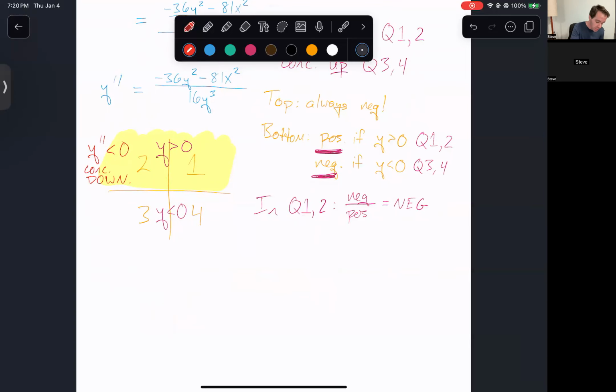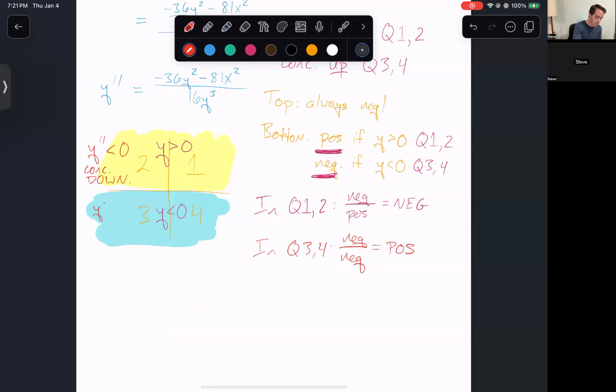And then in quadrants 3 and 4, it's just the same thing, but the other way around. In quadrants 3 and 4, you've got the negative number, which is always on the top, divided by the negative number that we know the bottom to be. So that's a positive number. And so down here, now we know that y double prime is positive, which means it's concave up.